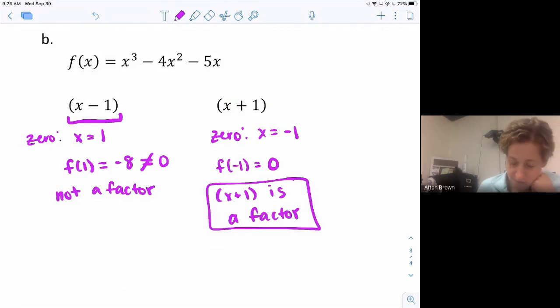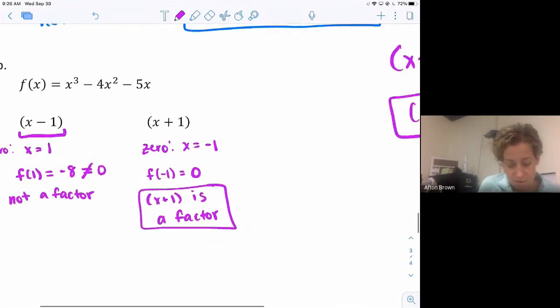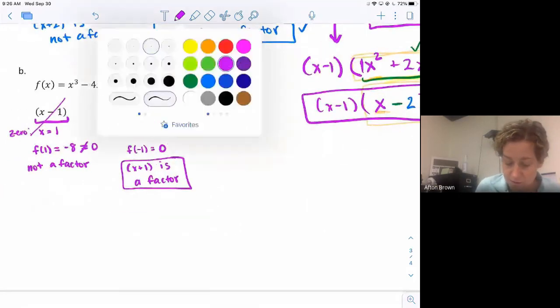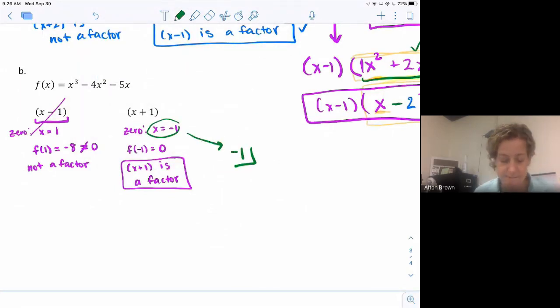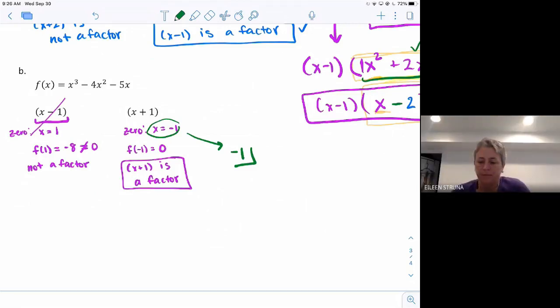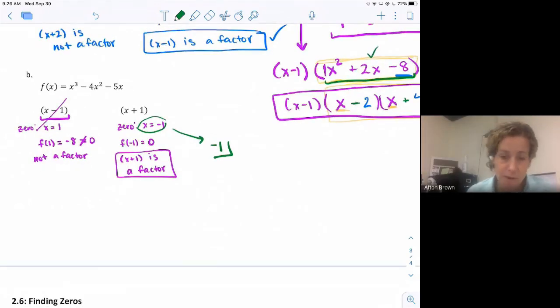Okay, so that's the first thing we need to do. So this is the one we want to work with. So now we do synthetic division. So the 0 is what goes in the box. So I put a -1 in the box.